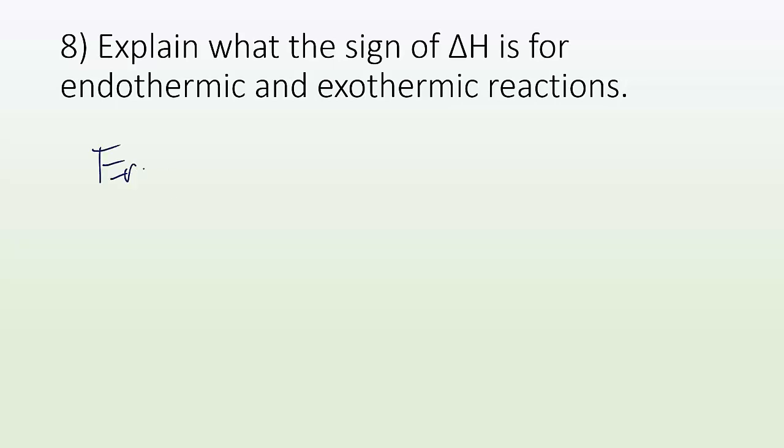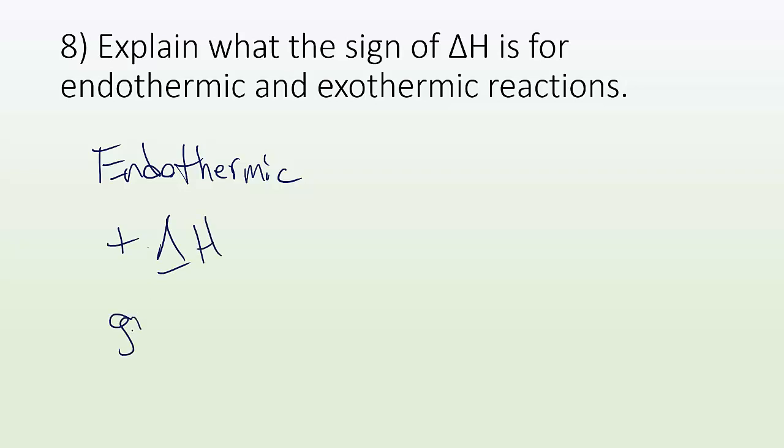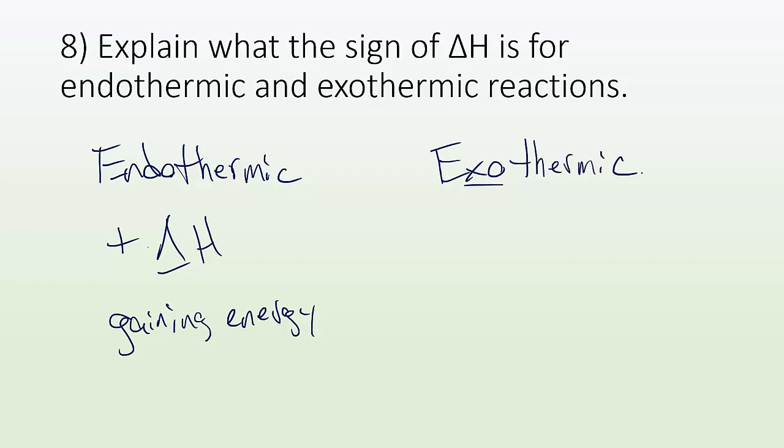So if it's endothermic, that is saying that it is absorbing energy. So we're going to have a positive delta H value because it's gaining energy, right? And then if it's exothermic, think of exoskeletons. Exo means on the outside, so exothermic means that energy is moving to the outside. It's losing enthalpy, so it's a negative delta H. It's losing stuff. So there's less enthalpy at the end than there was at the beginning.